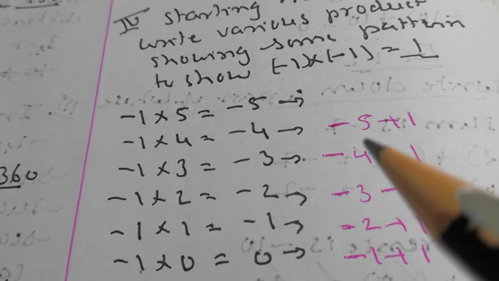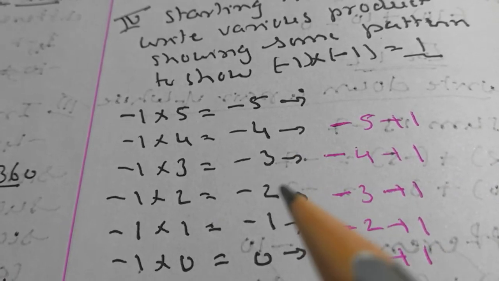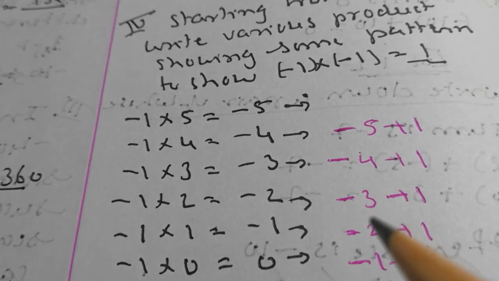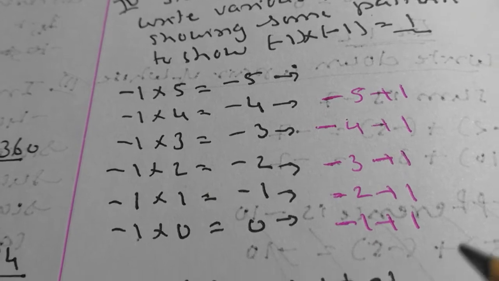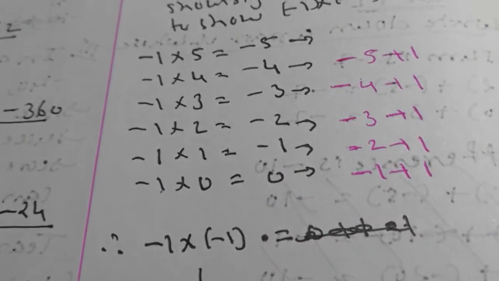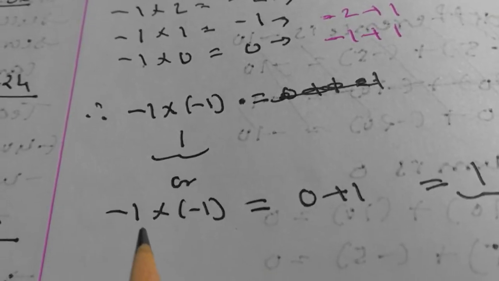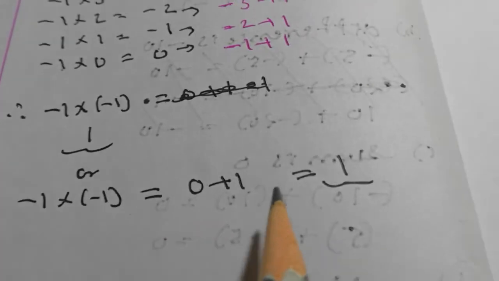It is nothing but minus 5 plus 1. Okay, it becomes minus 4. Minus 4 plus 1 becomes minus 3. Minus 3 plus 1 becomes minus 2. Minus 2 plus 1 becomes minus 1. Minus 1 plus 1 is 0. So we can say minus 1 into minus 1 is equal to 0 plus 1, which is equal to 1.